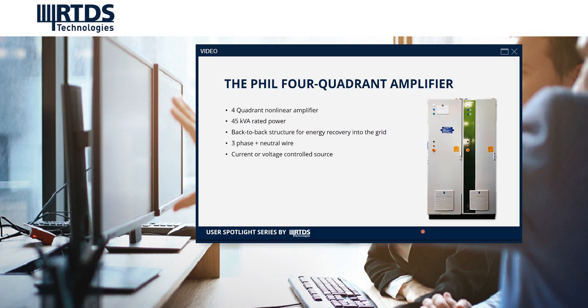Instruments. This power amplifier has a rated power of 45 kilovolt ampere and is implemented as a back-to-back structure for energy recovery into the grid. The system is 3-phase with an additional controlled 4th leg to form a neutral line, which is important for hardware-in-the-loop testing with unsymmetrical systems and single-phase connected equipment. The 4-quadrant amplifier can be controlled as either a current or a voltage source.